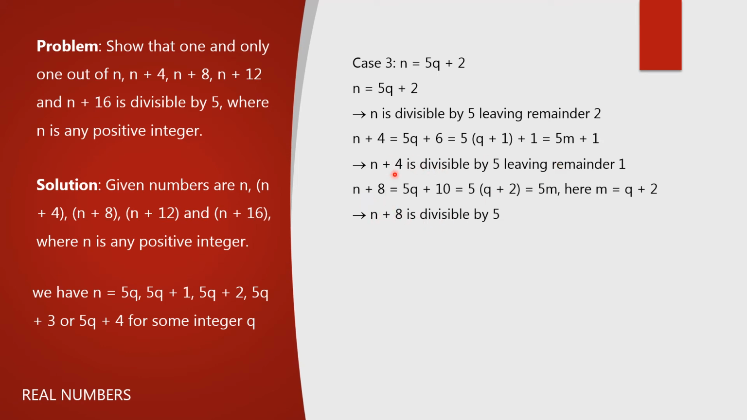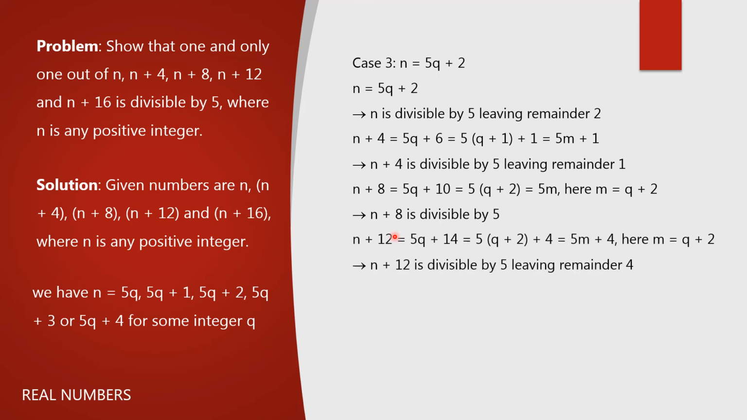Whereas n plus 8, n is 5q plus 2 plus 8, that is 5q plus 10. Now I can take 5 common, 5 into q plus 2, that is 5m. Here no remainder, the remainder is 0. That's why n plus 8 is divisible by 5. Now n plus 12, 5q plus 2 plus 12, that is 14. Now 14 is more than 5, so I can write 10 plus 4. I can write this as 5 into q plus 2 plus 4, that is 5m plus 4. Here m is q plus 2. Therefore n plus 12 is divisible by 5, leaving remainder 4.